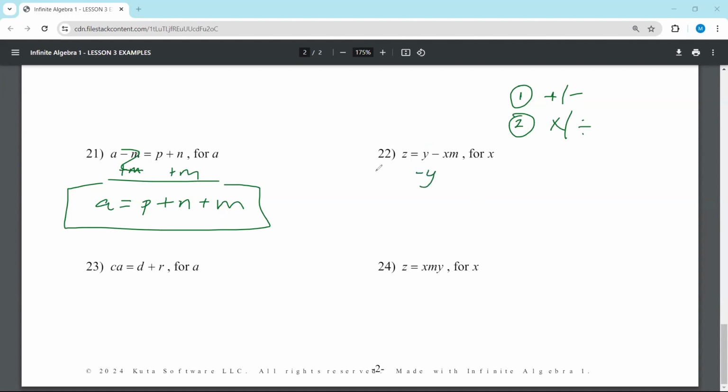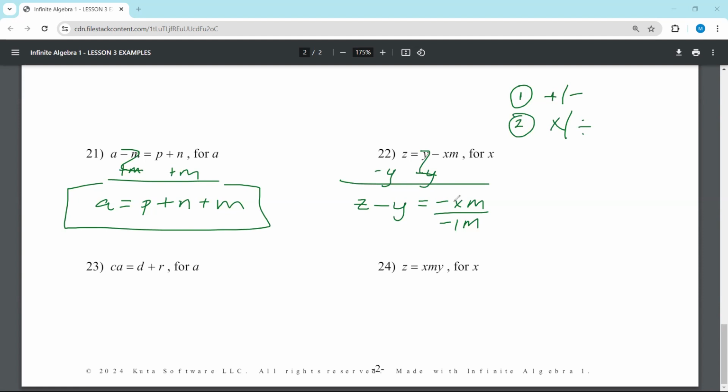So I'm going to subtract y to get rid of it and move it to the other side. So I've got z minus y equals, and then I can bring down negative xm. All right, I'm going to do this next part in one step. I want this to be a positive x. I need to divide by the negative and the m.